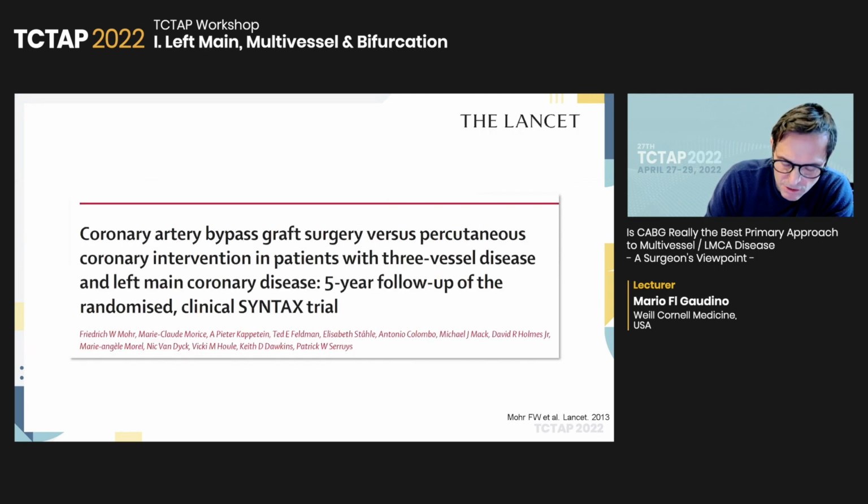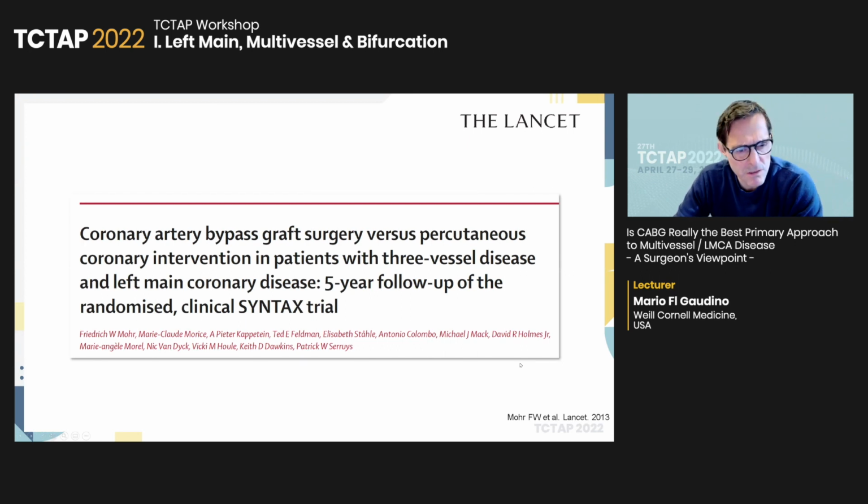I do not have any conflict of interest to disclose. So you know all those data, so I will be fast. I will just try to provide a surgeon perspective that I think most of you would share.